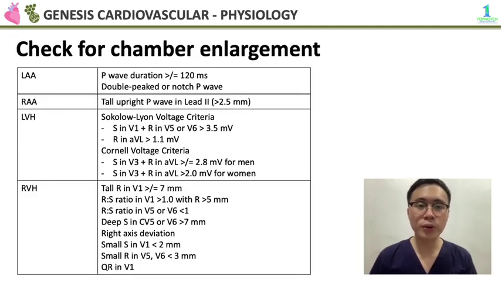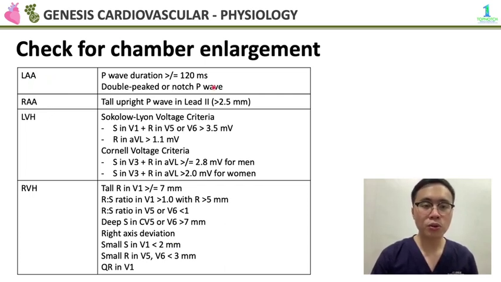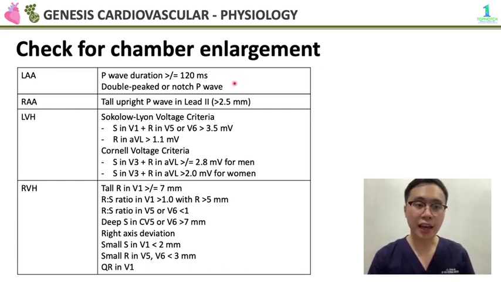So the next thing that we're going to do is to check for chamber enlargement. There are a lot of different criteria, but I'll highlight only the more important ones, the ones that are more commonly used clinically, because we don't always use all the different sets of criteria. For example, for left atrial abnormality or left atrial enlargement, you usually want to look at the P-wave duration. If it's more than around 3 boxes, that would be indicative of LAA.